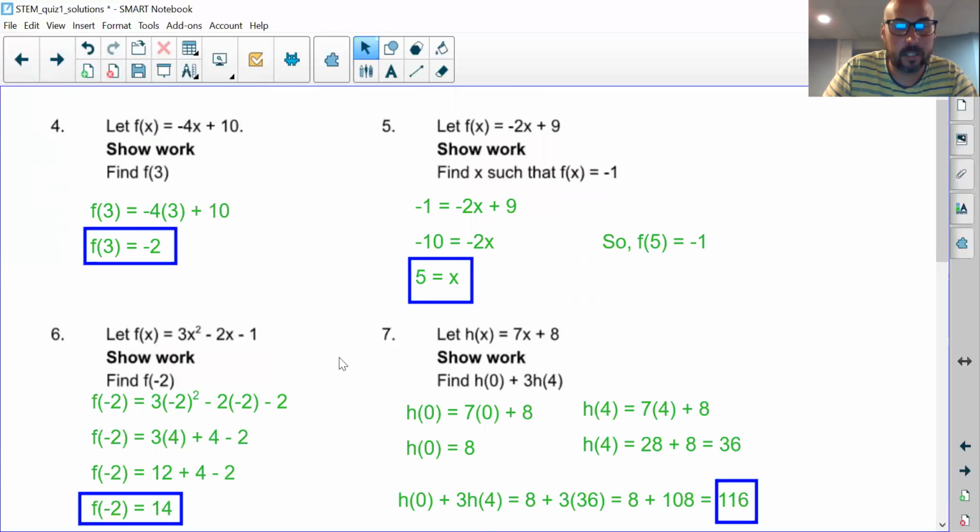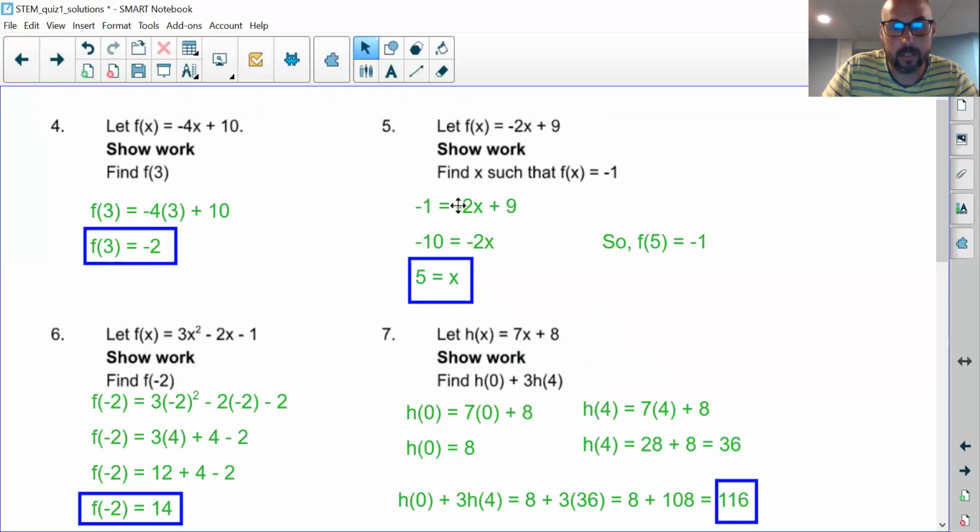Numbers 4, 5, 6, and 7 are all about function notation. For number 4, here's the function f(x) = -4x + 10. You want to know f(3), which means what is the output when you put in 3? And the output is -2. This is what I would love to see in your exam: f(3) = -2, end of story. And here's the work to support it, because -12 plus 10 is -2.